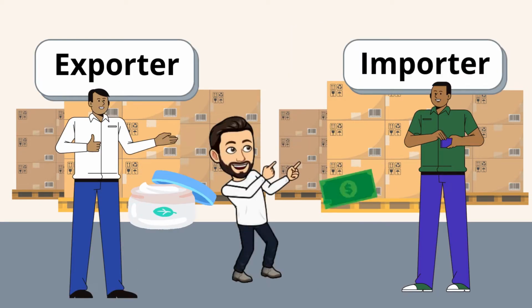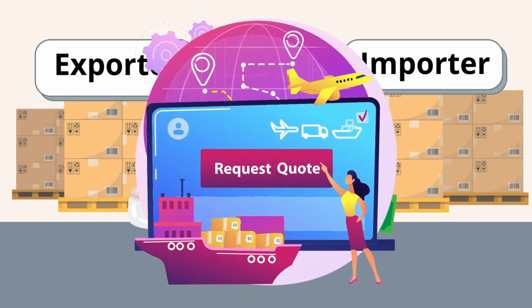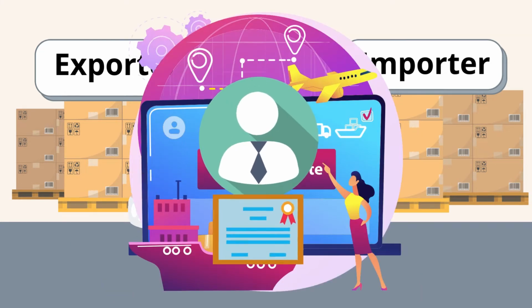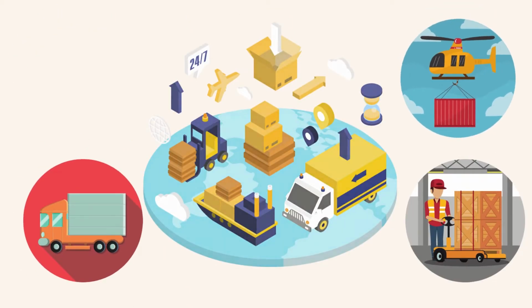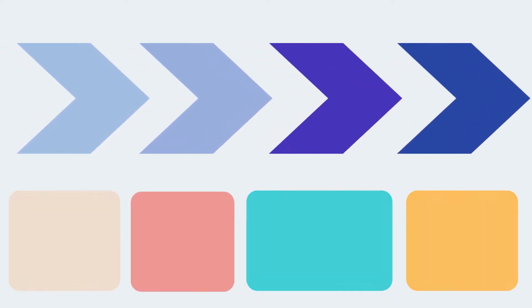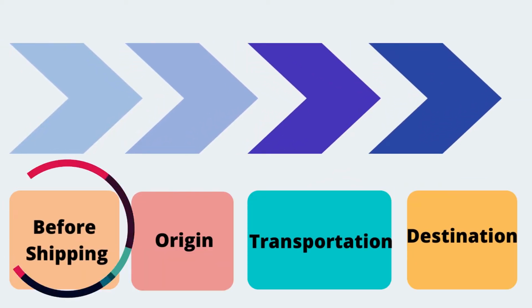Whether you are an exporter or importer, if you choose to use your own freight forwarder to move your shipment, most of your responsibilities are to find a professional and reliable freight forwarder, but we will show you what actually happens in this process. There are 4 parts. Before shipping, origin, transportation, destination.